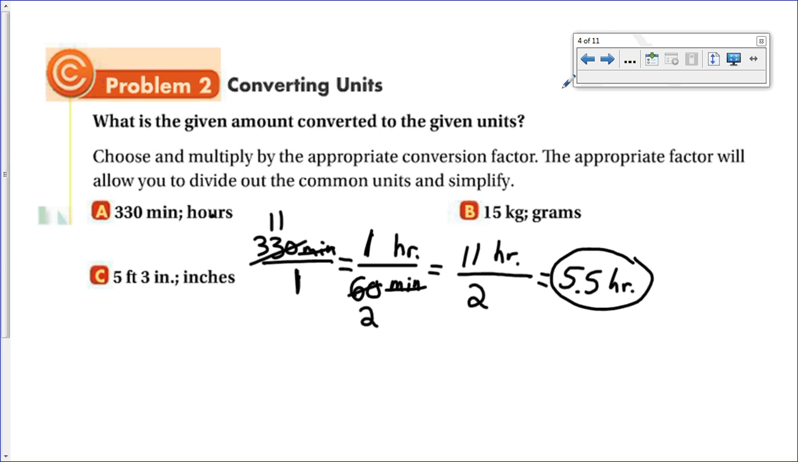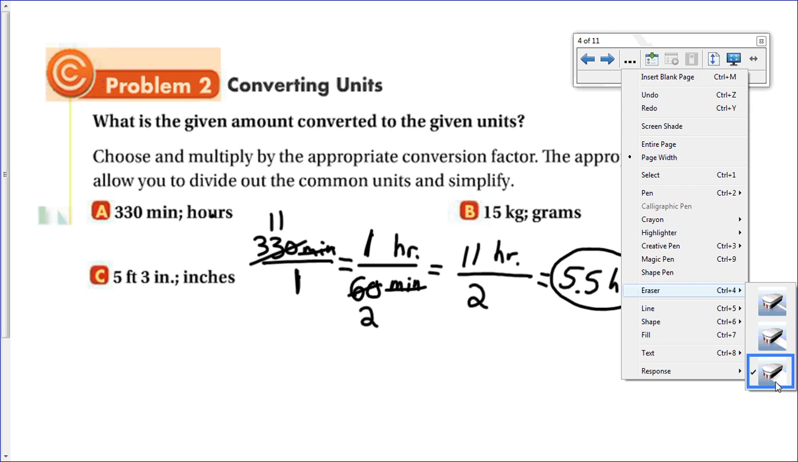Okay, that may have been confusing, so we're going to try another one. Let me erase that real quick.